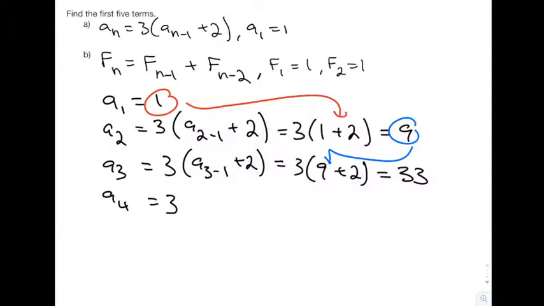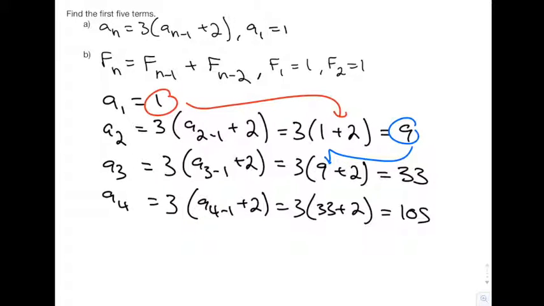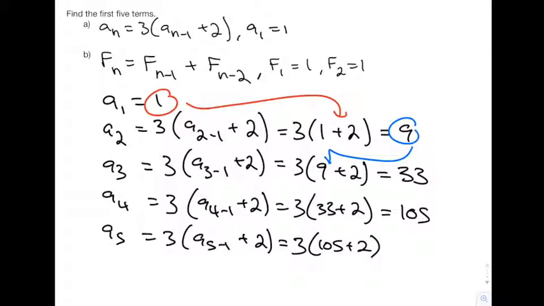A sub 4 will have 3 times a sub 4 minus 1 plus 2, which that'll equal 3 times 33 plus 2 equals, what's that, 105. So we'll have 35 times 2, which would be 70, and another 35, so 105. And then lastly, a sub 5 equals 3 times a sub 5 minus 1 plus 2 equals 3 times 105 plus 2. So we'll have 107 times 3, which will give us 321.